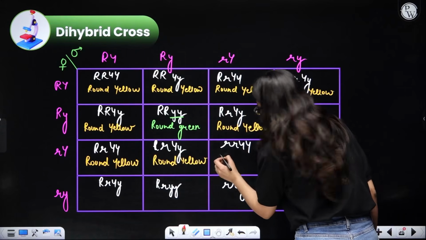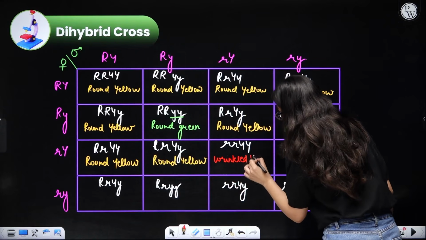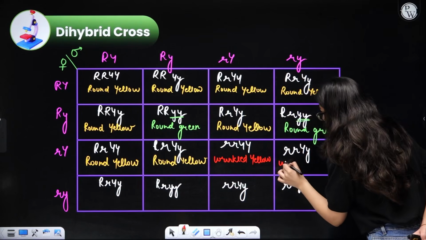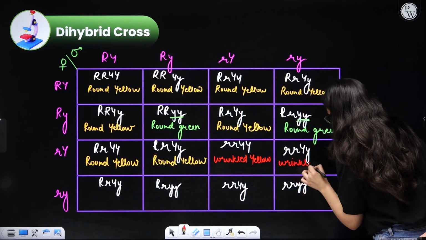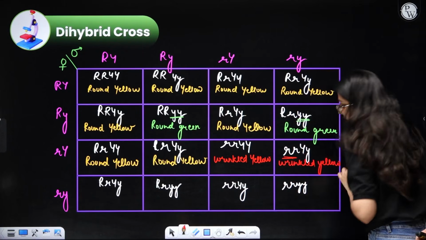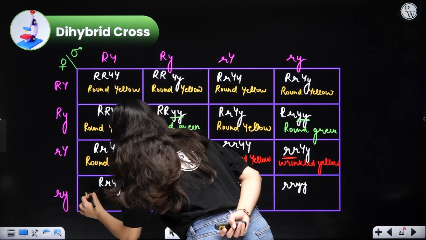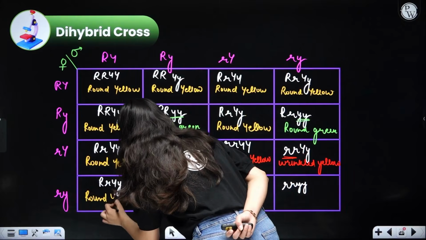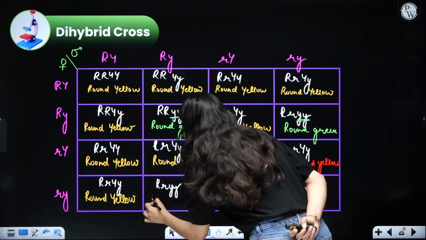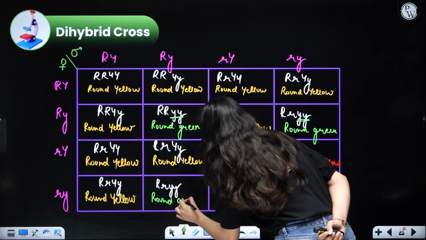Let me choose another color. Over here we have wrinkled because small r, so it will give wrinkled, and then capital Y will give yellow. Then over here again we will have wrinkled but yellow. So we have wrinkled yellow condition over here because this will go for wrinkled and one capital Y will give yellow color. Now this will again look like round and yellow because both of them still have one dominant allele each over here. Then this will be round and green because capital R will give round and both of them are small y, so they will represent green.